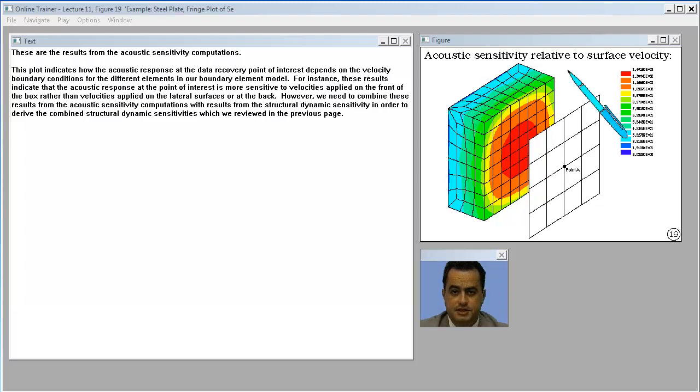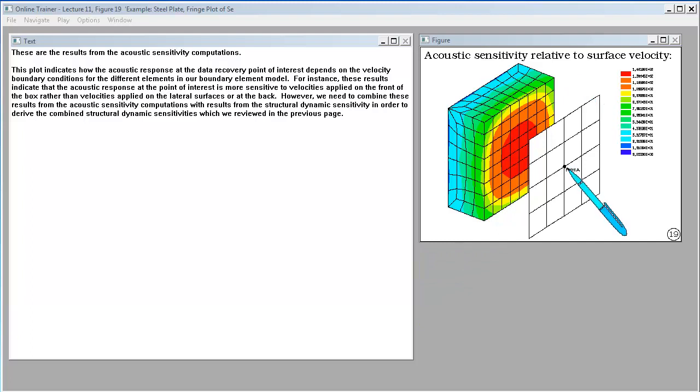These are the results from the acoustic sensitivity computations. This plot indicates how the acoustic response at the data recovery point of interest depends on the velocity boundary conditions for the different elements in our boundary element model. For instance, these results indicate that the acoustic response at the point of interest is more sensitive to velocities applied on the front of the box rather than velocities applied on the lateral surfaces or at the back. However, we need to combine these results from the acoustic sensitivity computations with results from the structural dynamic sensitivity in order to derive the combined structural acoustic sensitivities which we reviewed in the previous page.